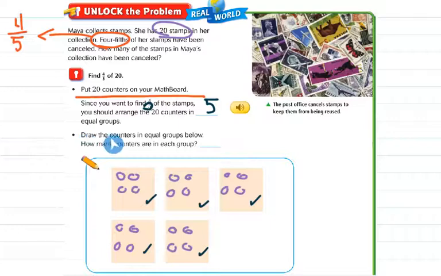Next, draw the counters in equal groups below. How many counters are in each group? So let's see. We have 4 here, 4 here, 4 here, 4 here, and 4 here. So we see that we have 4 in each equal group.